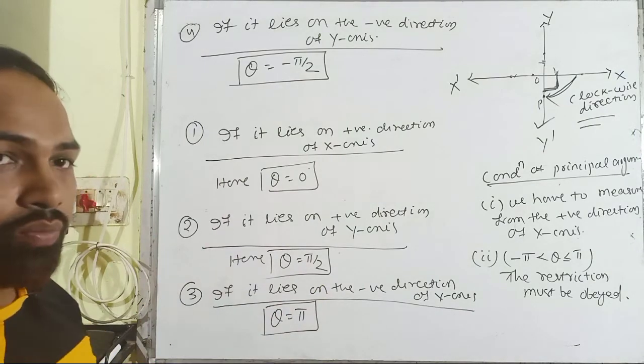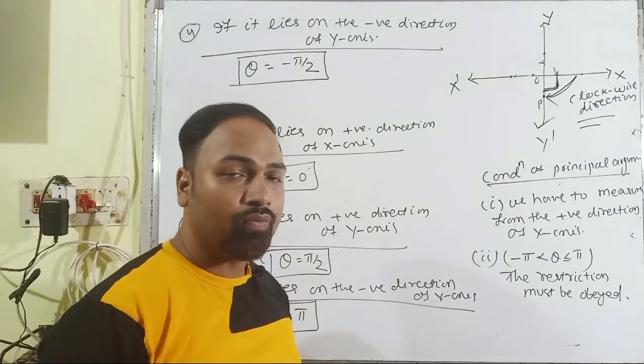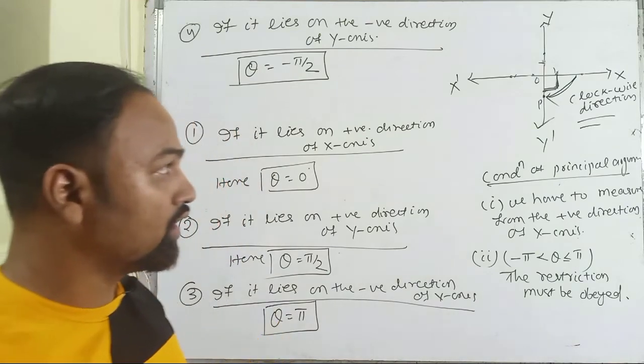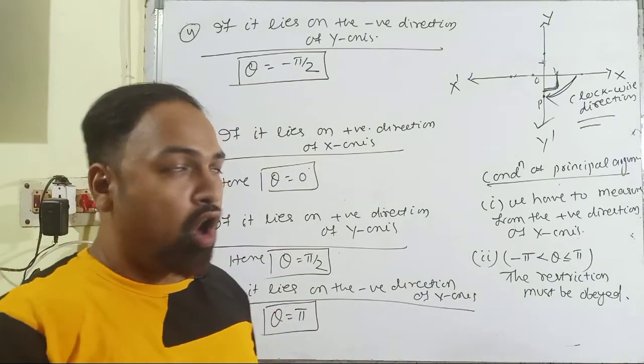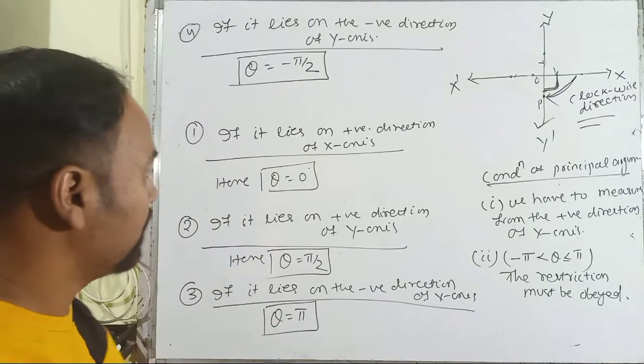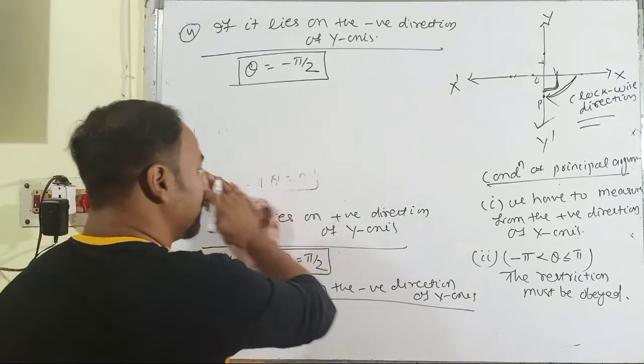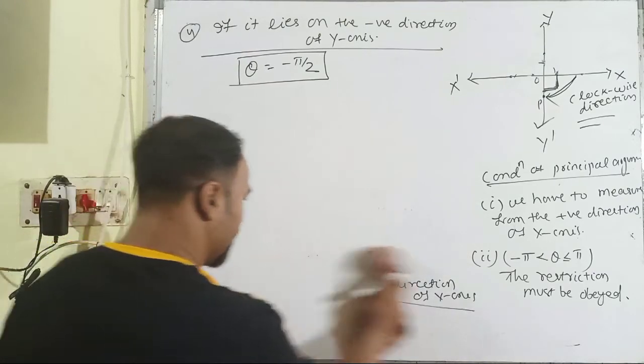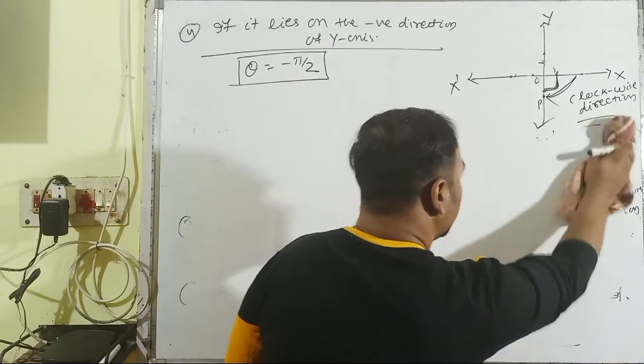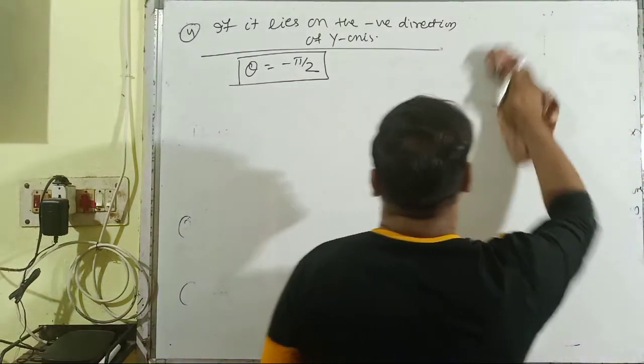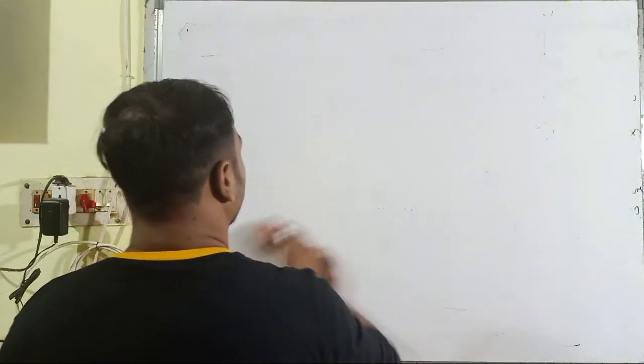So these are the direct formulas to evaluate the value of the principal argument of any complex number if it lies on an axis, that means either the x-axis or the y-axis. So let us solve some problems here so that it will be easy to determine these values.